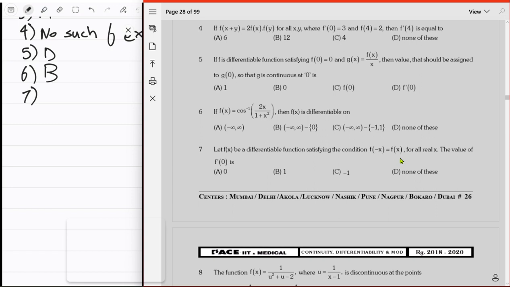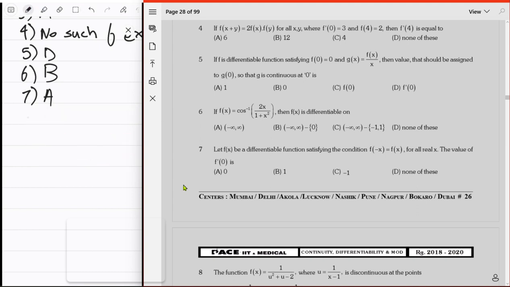Because it's true for all x, you can just take the derivative on both sides. Which means negative f dash of negative x is equal to f dash of x. So the derivative should be... whoa, that's weird. I was not expecting this to happen. Okay, whatever. Then the value of f dash of 0: just put x equal to 0 in there, you get negative f dash of 0 equal to f dash of 0, so it's 0. A is the answer. Next question.